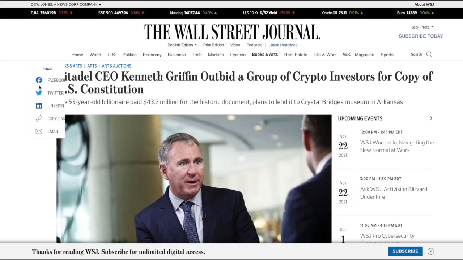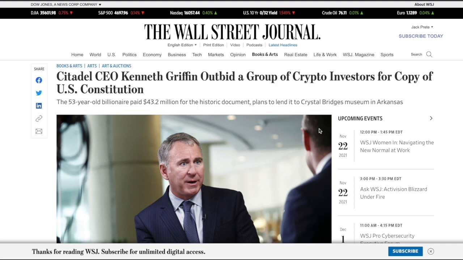Citadel CEO Kenneth Griffin outbid a group of crypto investors for a copy of the U.S. Constitution. Now, it's not the exact Constitution, so he bought a synthetic, quote-unquote, Constitution. So hopefully it doesn't fail to deliver, Kenny, and you actually get your Constitution, and we will just have to keep dealing with these FTDs. But he's planning on lending this Constitution to Crystal Bridges Museum in Arkansas. So this is just kind of a weird, fun, interesting development that we've seen yesterday play out.